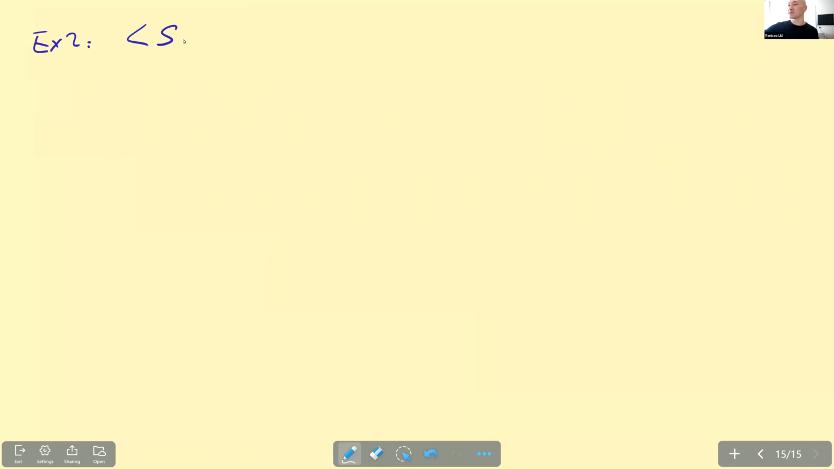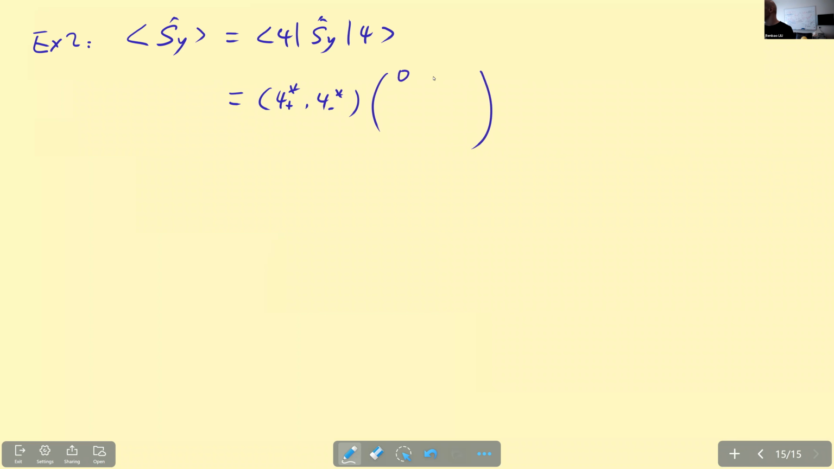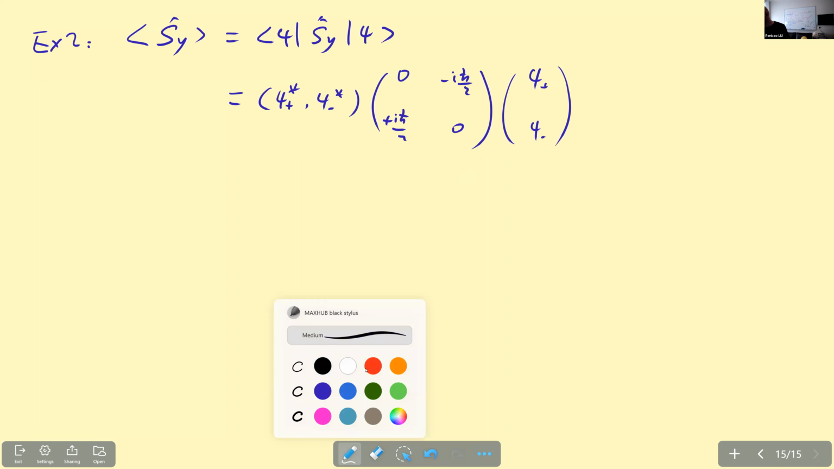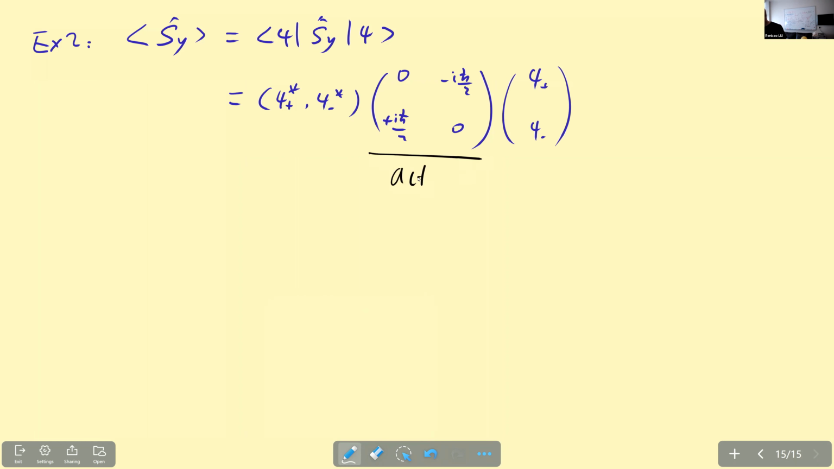Let's look at, for example, Sy. So Sy acting on ψ equals Sy acting on ψ+ complex conjugate, ψ- complex conjugate. And Sy is a matrix that's 0, minus i ħ over 2, plus i ħ over 2, and 0. And this acts on ψ+, ψ-. Okay, and this one is acting only on the spin.